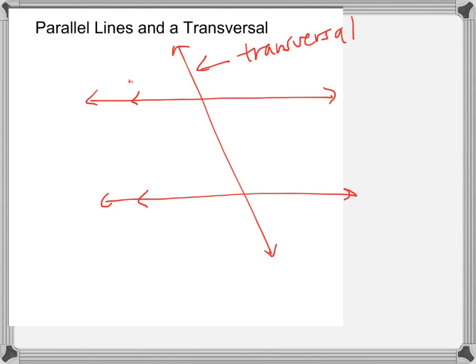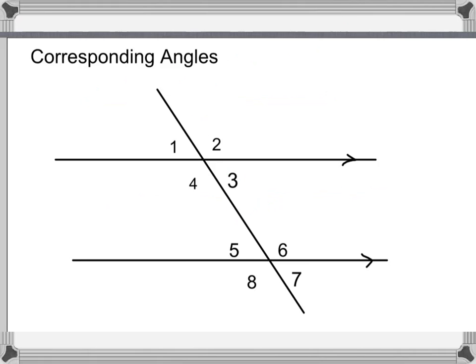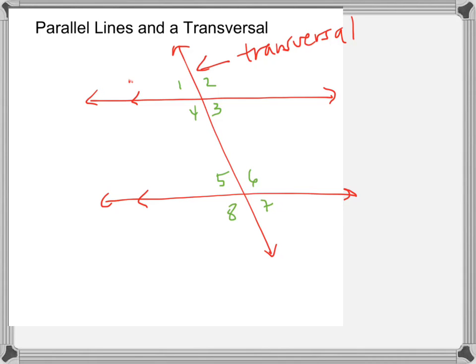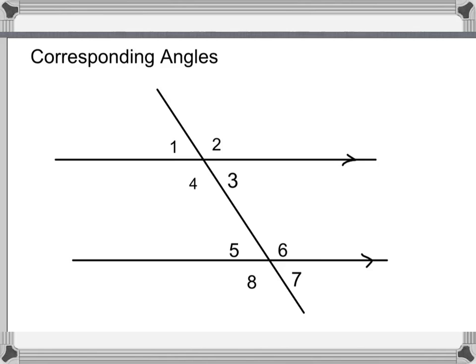Now, oftentimes, every time this happens, 8 angles are created. There are 4 up here, and there are 4 down here. Okay, so you have these 8 angles right here. Some really nice things happen when you have those 8 angles. So first of all, let's talk about corresponding angles. When you have two parallel lines and a transversal, we have these things called corresponding angles.